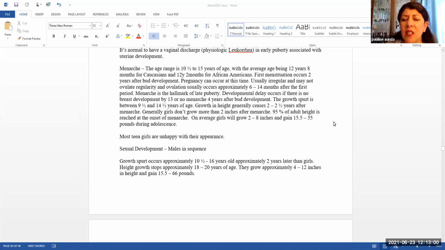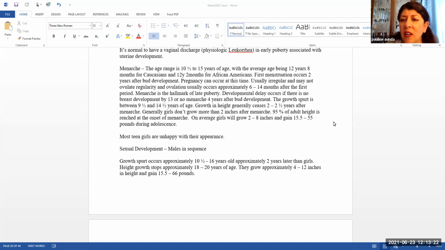Menarche. The age range here is 10 and a half to 15 years of age, with the average age being 12 years and 8 months for Caucasians and 12 years and 2 months for African Americans. First menstruation typically occurs about 2 years after bud development. Pregnancy can occur at this time.